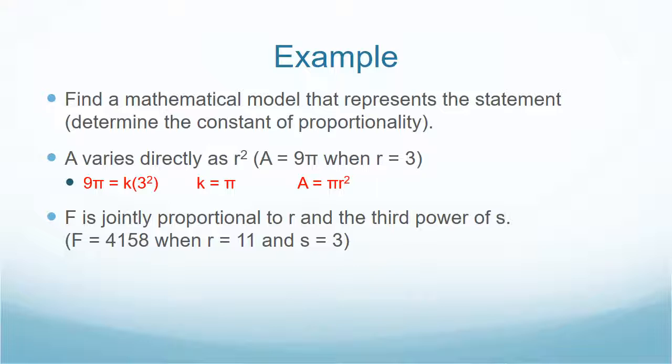For our second one, F is jointly proportional to R and the third power of S. So F equals K R S to the third. And so putting in the numbers, 4,158 equals K times 11 times 3 cubed. Solving for K, we get 14, so F equals 14 RS to the third.